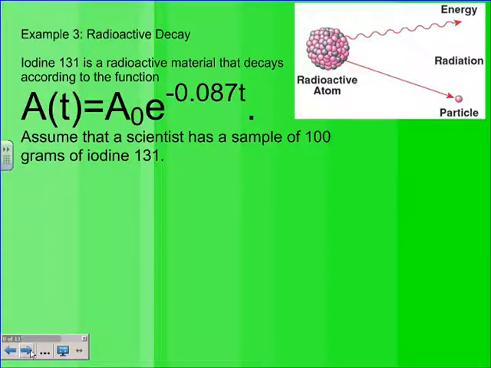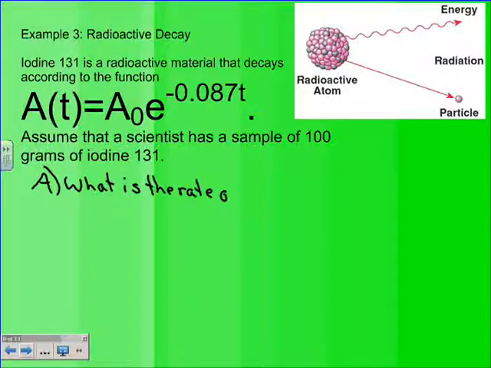First question. What is the rate of decay? So just look at it. What percent is this decaying by? Negative, what percent would that be? Negative 8.7%.